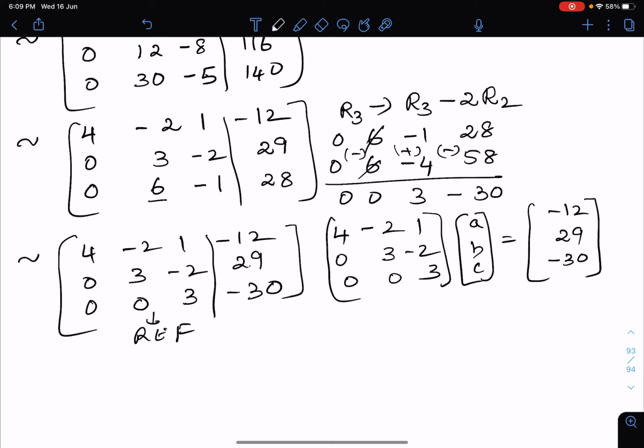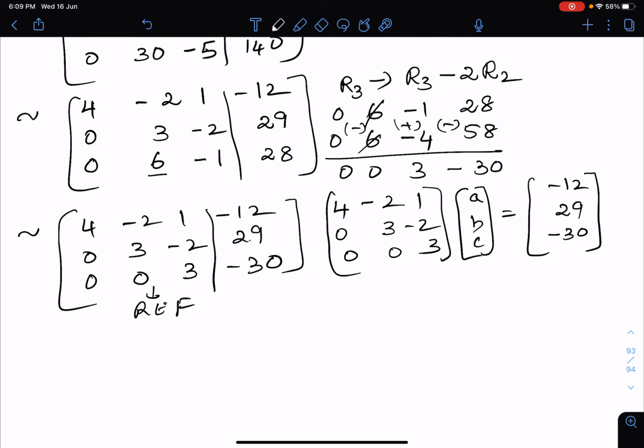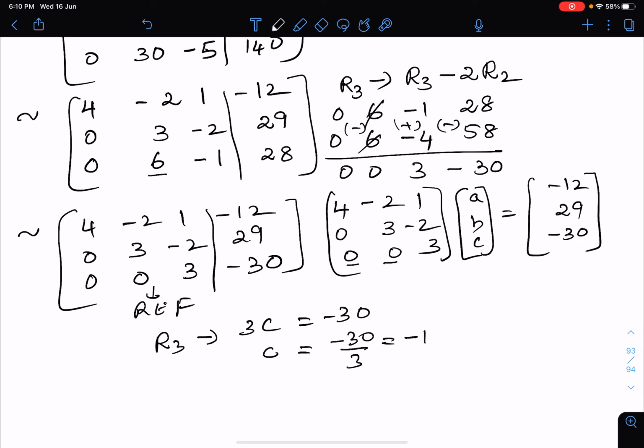Okay. Now back substitution method you are going to do. So first you are going to take your R3. A and B are 0. So you get only 3C equal to minus 30. So C equal to, when you cancel minus 30 by 3, you will get it as minus 10. Okay, so it is going to be minus 10. Therefore C equal to minus 10.